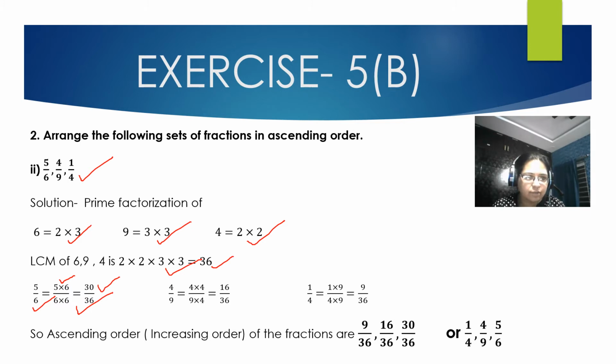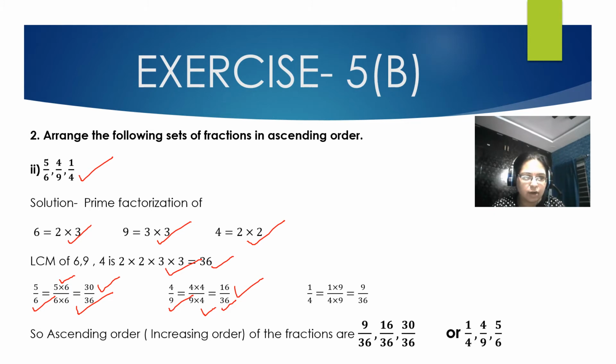We have to multiply 9 with 4 we get 36, that is equal to the LCM of the denominators. So we have to multiply the denominator and numerator 4 with 4. Numerator 4 with 4 we get 16 and denominator 9 with 4 we get 36. So we get 4 divided by 9 equal to 16 divided by 36, and 4 divided by 9 and 16 divided by 36 are both equivalent fractions.